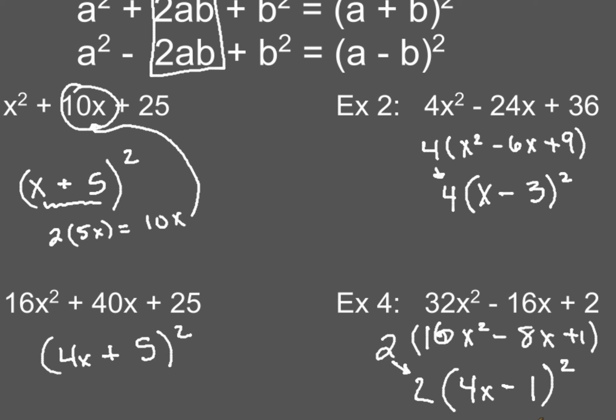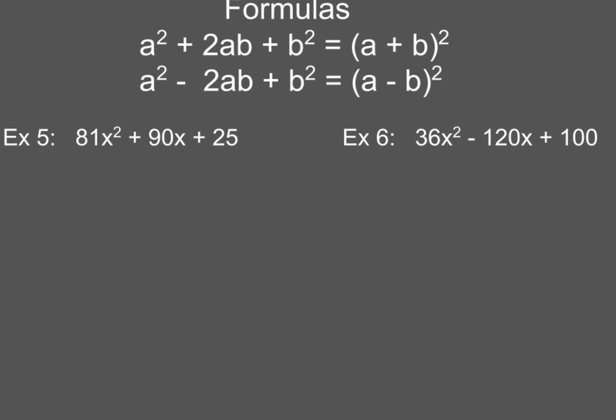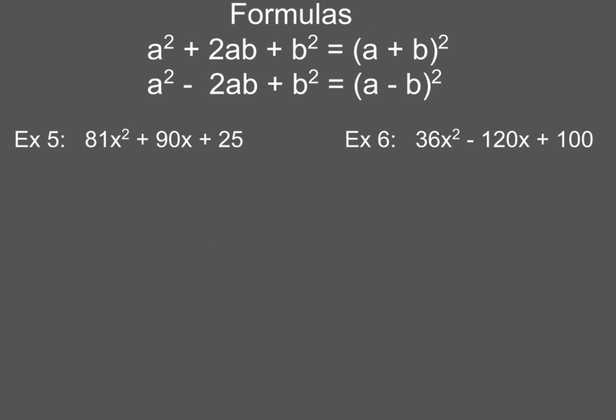Now, of course, I got 2 examples for you to play on your own. Make sure that you totally have this down. So let's check those guys out. You've got one example. In 5, you got 81x squared plus 90x plus 25. In example 6, you can see it right there on your screen for you. So take your time, hit pause, come back, and see if you got it right.